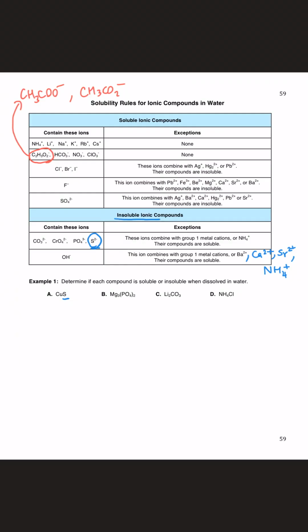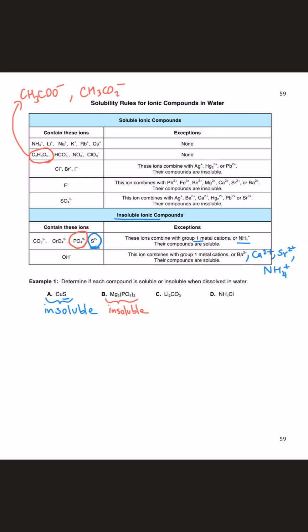But let's take a look at the exception. The exception would be when the sulfide combines with group 1 or ammonium ions. Copper is not part of the exceptions, therefore copper sulfide would be an insoluble ionic compound, which means it will not dissolve in water. Next, magnesium phosphate. Phosphate is on the list of insoluble ionic compounds, and magnesium is not part of the exception, therefore again magnesium phosphate would also be an insoluble ionic compound.